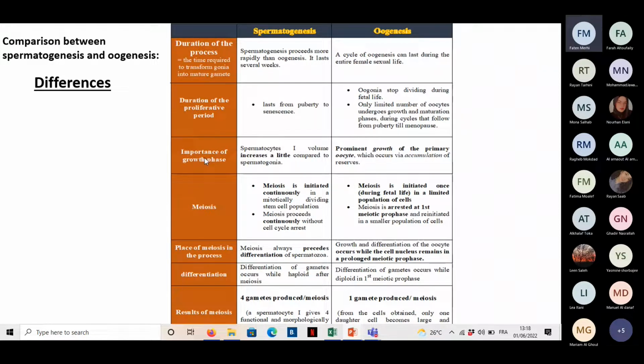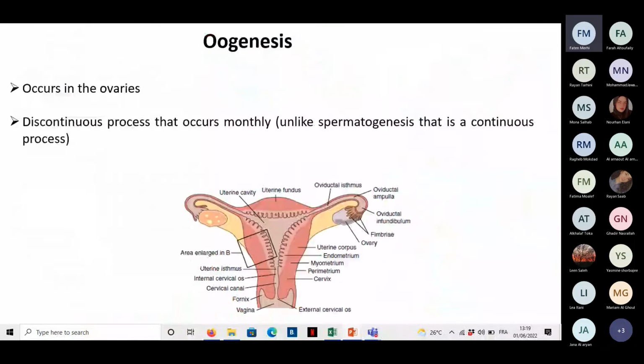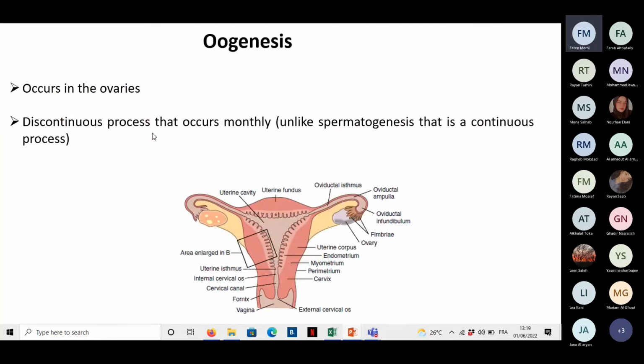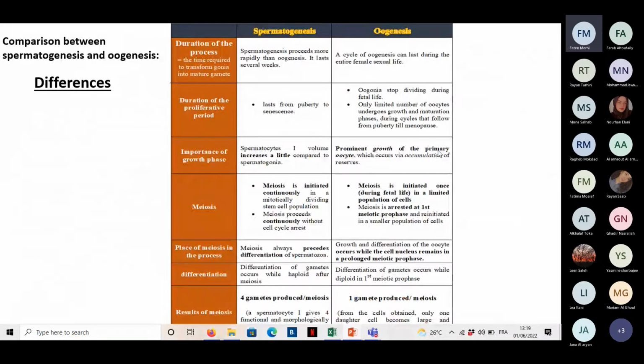Now, we have a difference regarding the importance of the growth phase, as I said earlier: the increase in the cytoplasmic volume of the spermatocytes 1 is reduced compared to the increase in the size of oocytes. So the spermatocyte 1 volume increases a little compared to the spermatogonia. During the growth phase, the increase in the size of primary spermatocytes is little compared to the spermatogonia. However, during oogenesis, we have a more important growth of the primary oocytes.